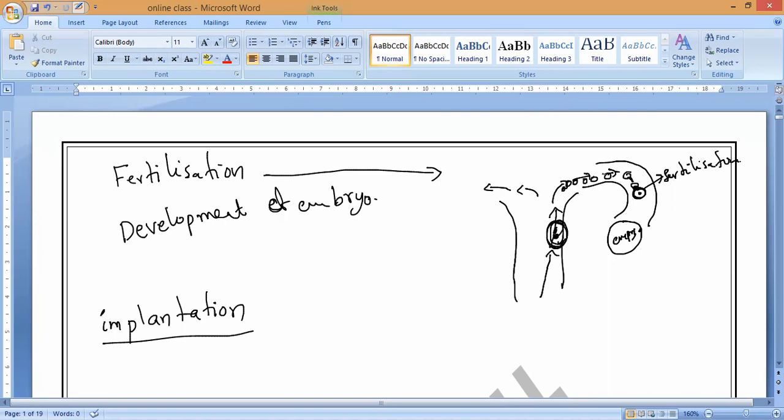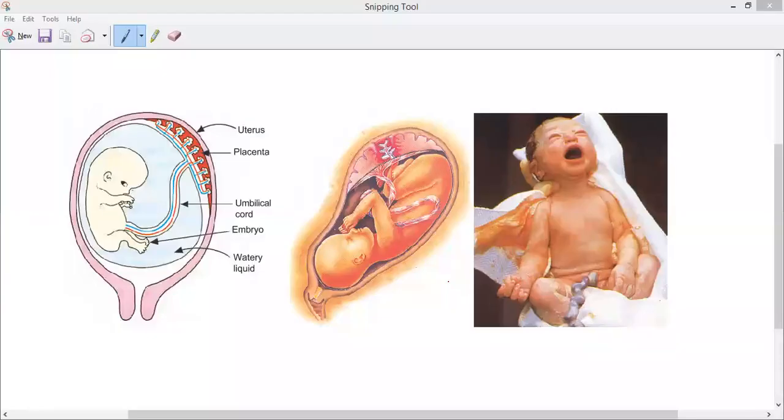So this developed fertilized egg, the embryo, will come and get embedded in the walls of the uterus. That is what we call implantation. Now from here we will continue. Once this implantation is over, then between this implanted egg, which we call the embryo, and the uterus wall, have you noticed here a pink color one? Have you seen, guys? Please respond. This is what we call the uterus wall. And this is what we call the embryo.